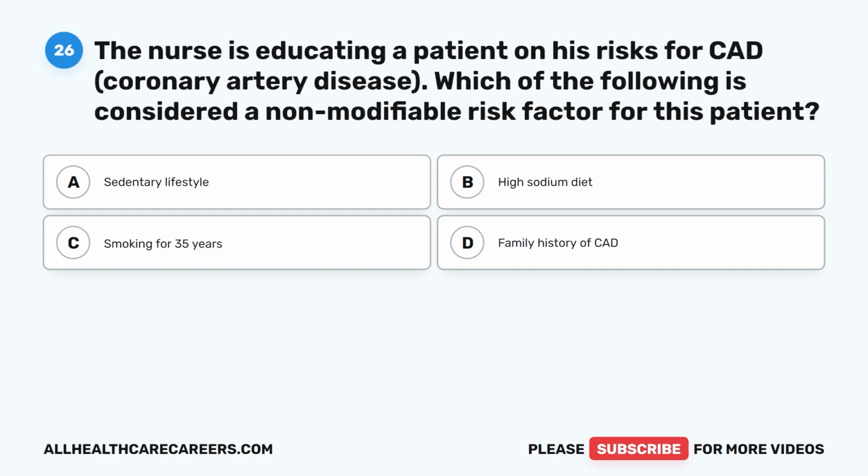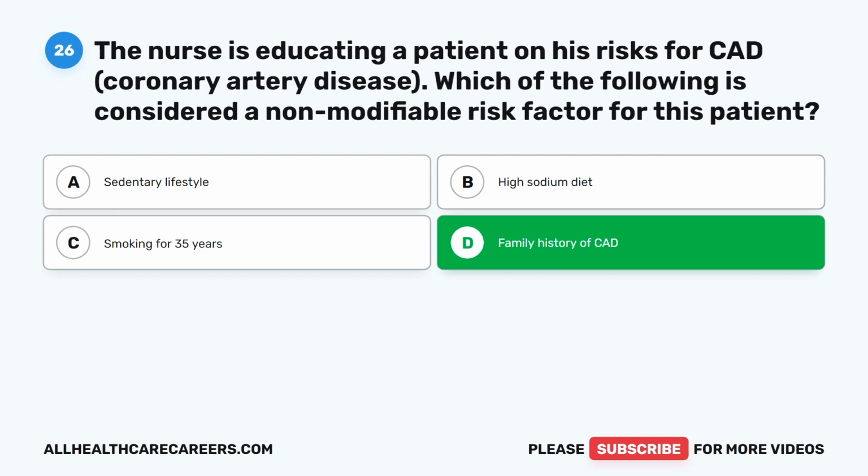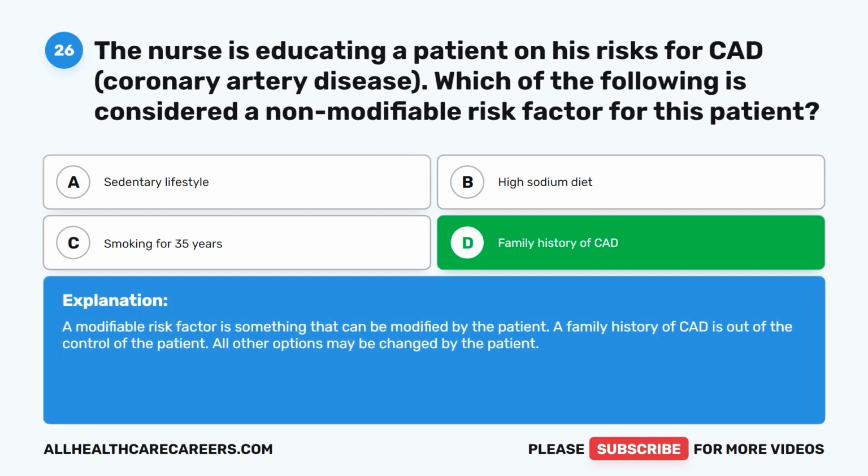Question 26. The nurse is educating a patient on his risks for CAD, coronary artery disease. Which of the following is considered a non-modifiable risk factor for this patient? A. Sedentary lifestyle, B. High-sodium diet, C. Smoking for 35 years, D. Family history of CAD. The correct answer is D. Family history of CAD. A modifiable risk factor is something that can be modified by the patient. A family history of CAD is out of the control of the patient. All other options may be changed by the patient.